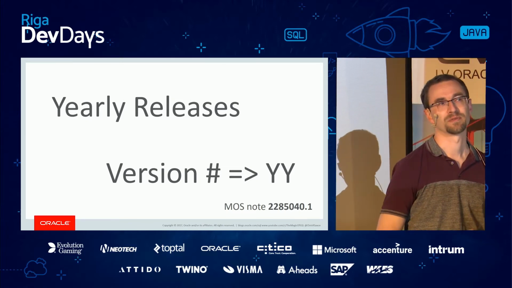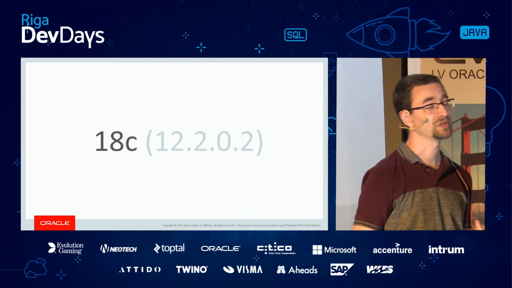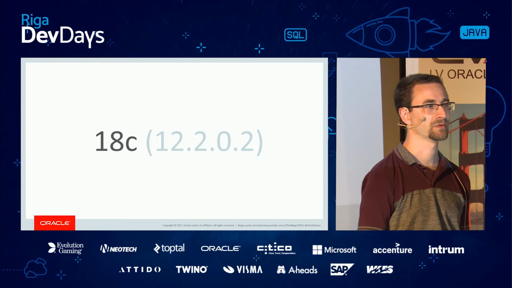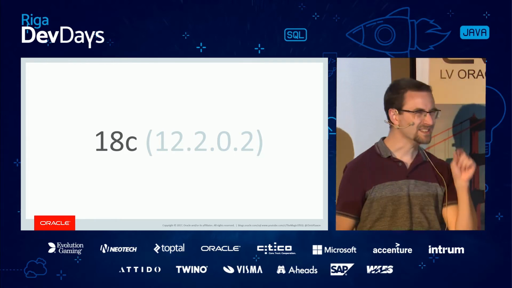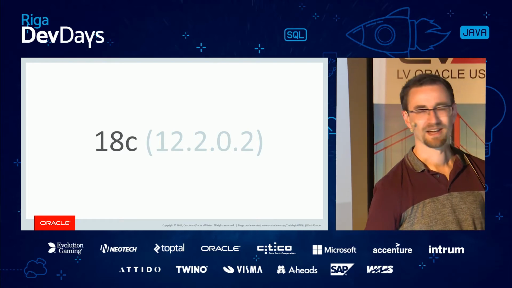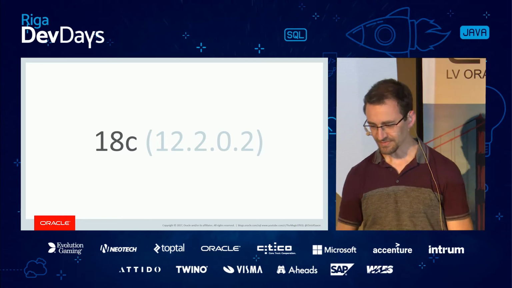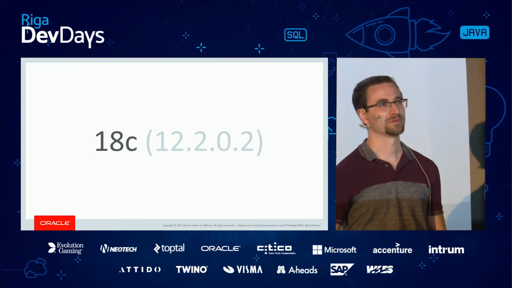Another thing worth bearing in mind is that for most of 18c's life, it was actually referred to as 12.2.0.2 internally. So I might cheat a tiny little bit and cover some 12.2 features in this talk as well. They will be posted on the slide so you can see what is what. That's enough from that. Let's talk about some real content.